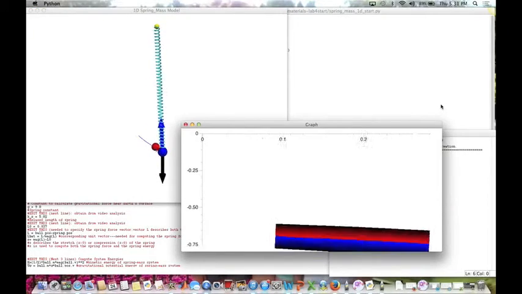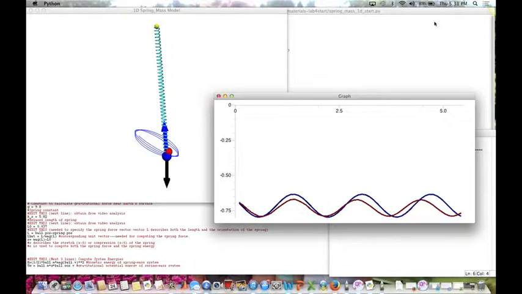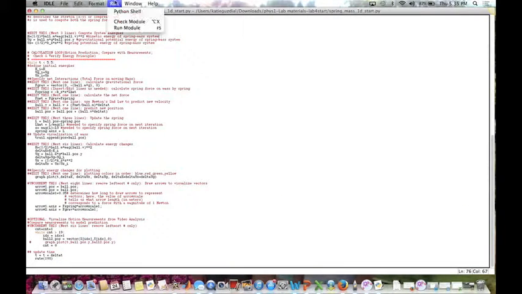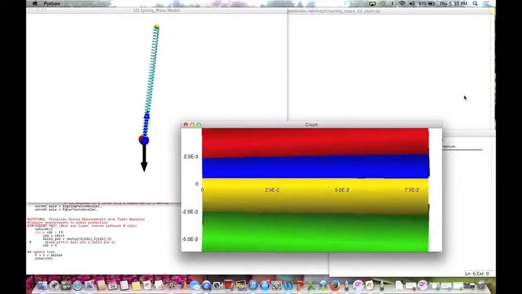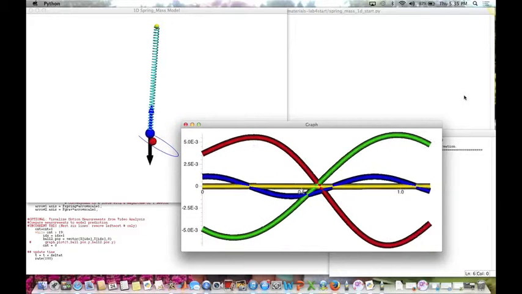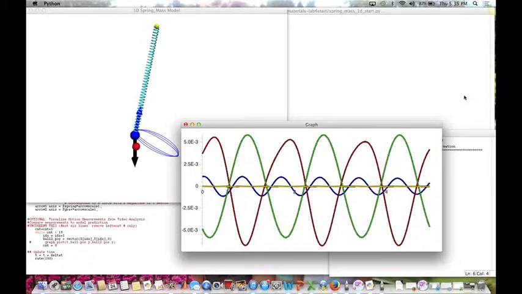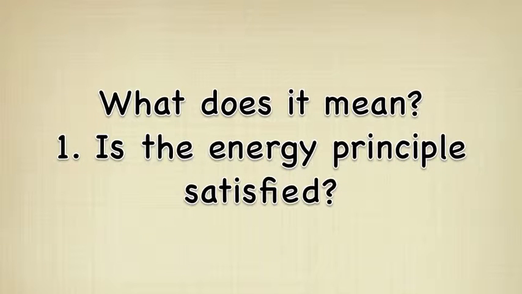In this model, the blue ball represents the model predictions and the red ball represents the Tracker positions. In the second model, the blue line represents the change in kinetic energy, the red line represents the change in potential energy of the spring, the green line represents the gravitational potential energy, and the yellow line represents the total change in energy. The first what does it mean question asks, is the energy principle satisfied?